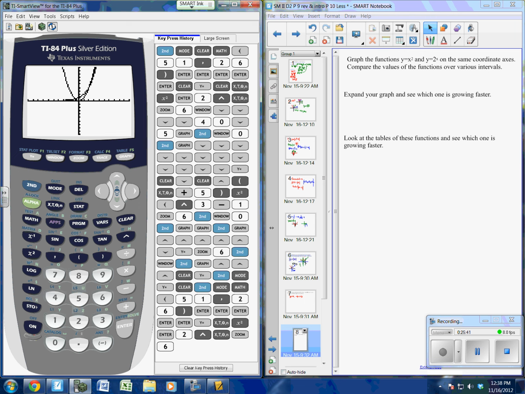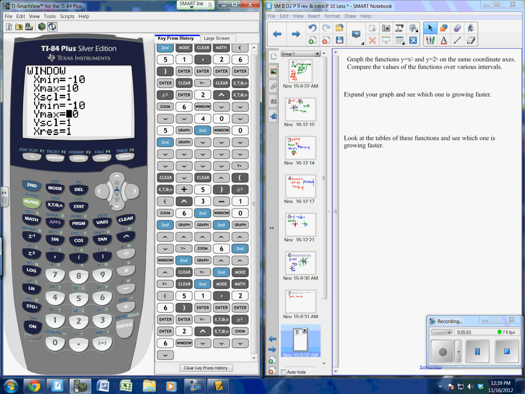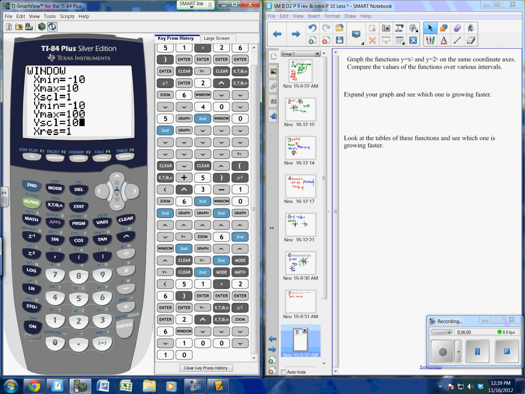Well, it's kind of hard to look that way, so we're going to expand our graph. Where do we need to look? Up. How do you move your graph up? Okay. Let's go to, let's say, 100. And let's change the y scale to 10. Let's look at that graph. See if that gives us any information. Which one's growing faster? You can see the exponential is a lot steeper right here, right?